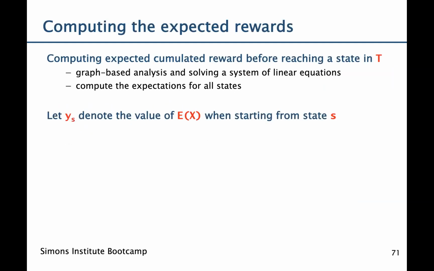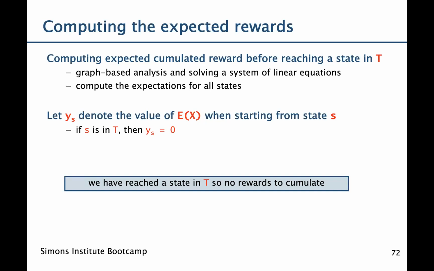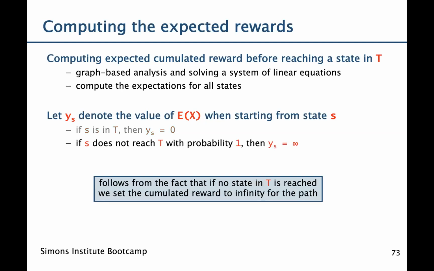So what I'm now going to show you is how we can compute this using graph-based analysis and solving a system of linear equations. So here let y(s) denote the expected value when we start from state S. Now, if we're already in the target, then there are no rewards to accumulate, so we can set y(s) equal to 0. If s doesn't reach the target with probability 1, then we can set it equal to infinity.